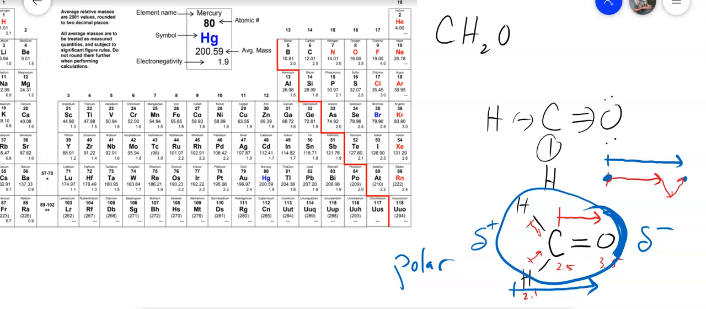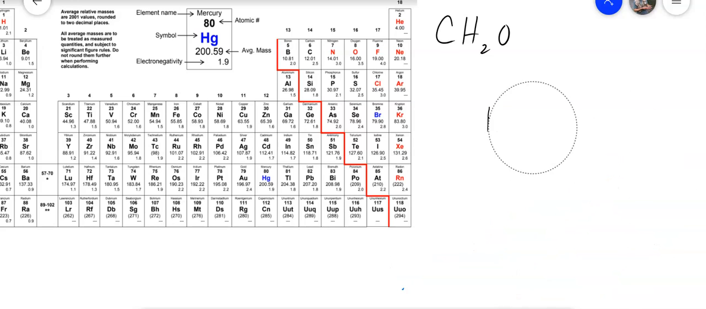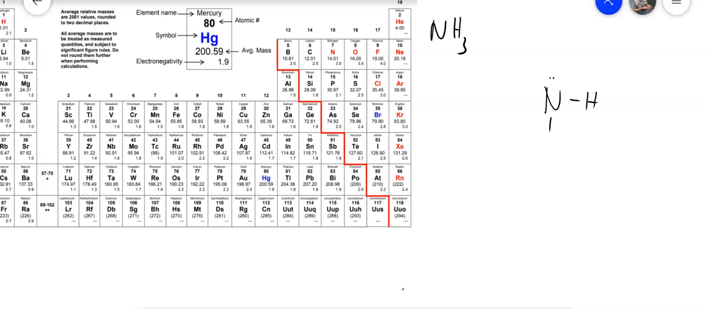Okay, let's look at a couple more molecules here. So the next one we'll look at is a pyramidal molecule, NH3. So we draw the Lewis structure for NH3, and we're going to get something like this. This is ammonia, by the way, common household product.